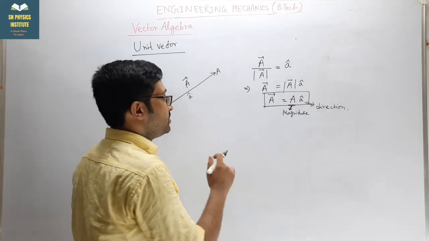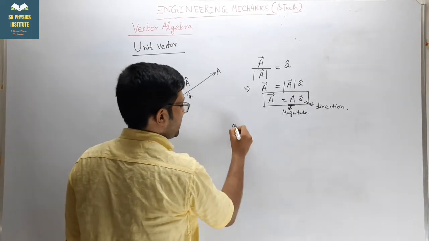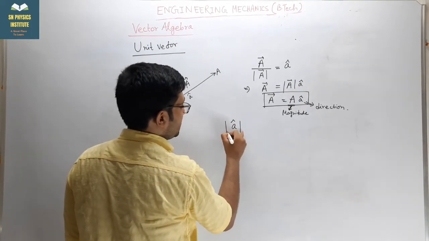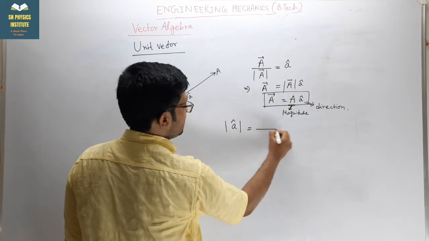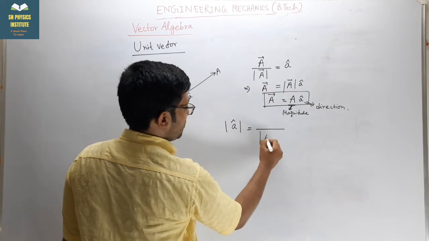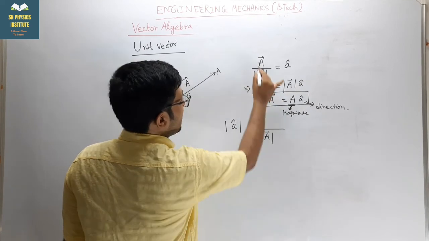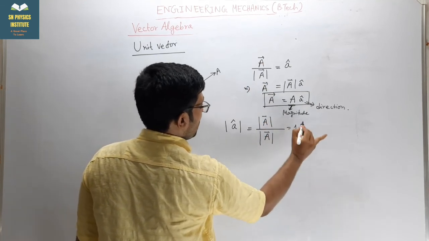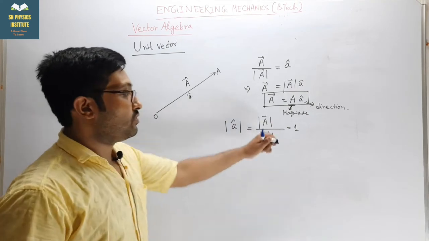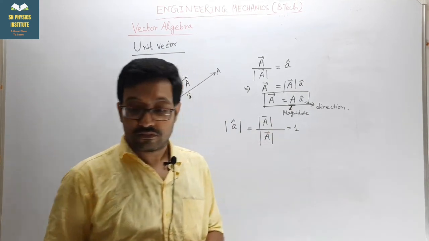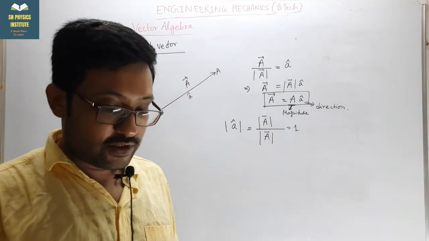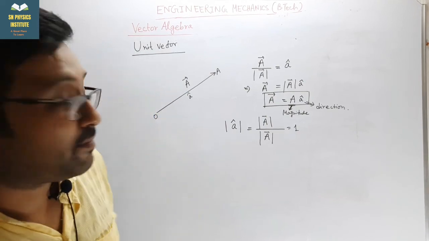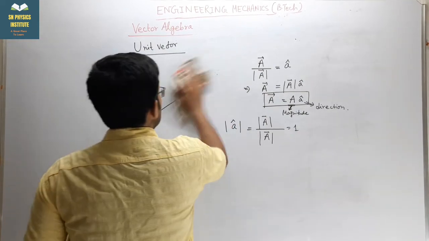Okay, and its magnitude is equal to what? 1. How? It is very simple. The magnitude of the unit vector, from here I can easily write, the denominator is the magnitude of A, and if you find its magnitude, this is equal to 1. So the magnitude of the unit vector is equal to 1. Next we are considering the representation of the vector.